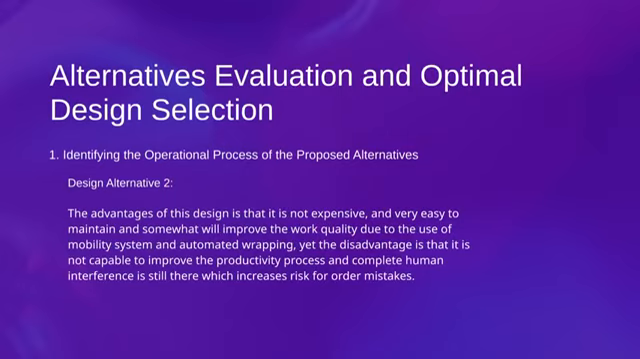For design alternative 2, the advantage is that it's not expensive and very easy to maintain because it's manual maintenance. It will improve the work quality somewhat because we're using the mobility picking system and the replenishment system and also automated wrapping. But the disadvantage is that it's not capable of improving the productivity process, which we are aiming to improve. And there's complete human interference, so it increases the risk of order mistakes. It doesn't solve the order mistakes.